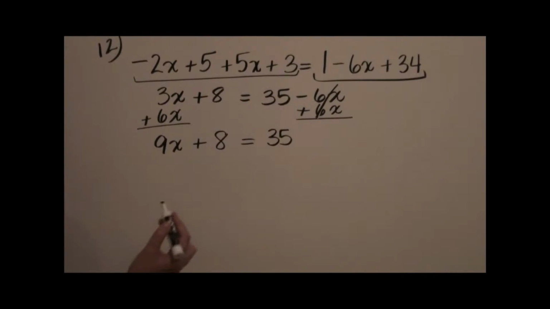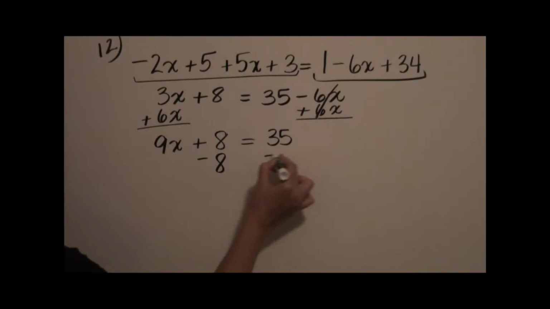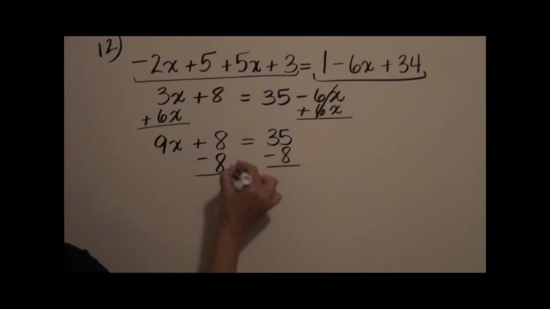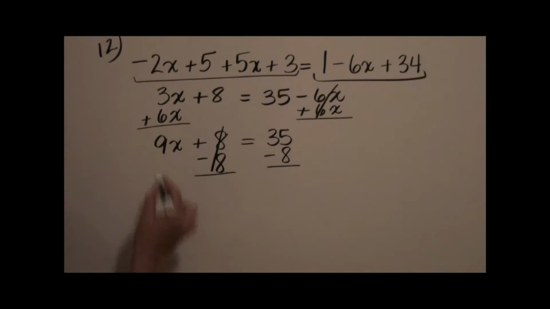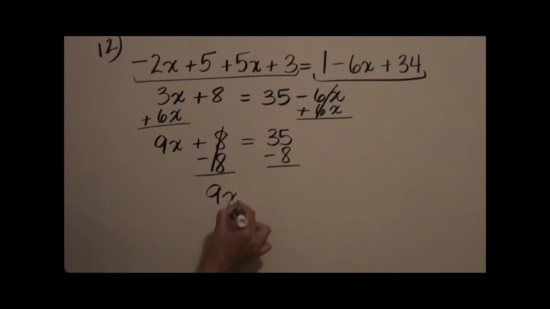We have the variable on the left. We want to subtract the constant to take it to the right. Plus 8 and minus 8 combine to give me 0, so I bring down my 9x. 35 minus 8 gives me 27. Last step, I want to end up with 1x. I have 9 times x, so I divide by 9, and I get x equals 3. So my solution is 3.